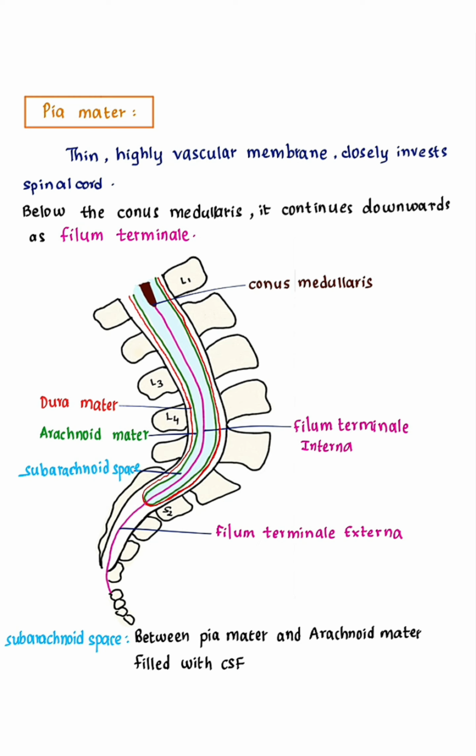Pia mater. It is a thin, highly vascular membrane. Arachnoid mater is an avascular membrane, whereas pia mater is a highly vascular membrane. It closely invests the spinal cord. It is closely related to the spinal cord.